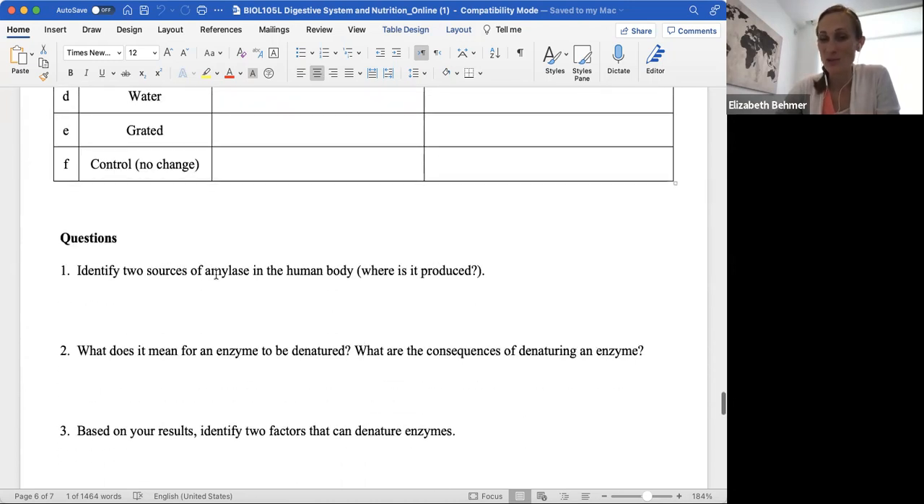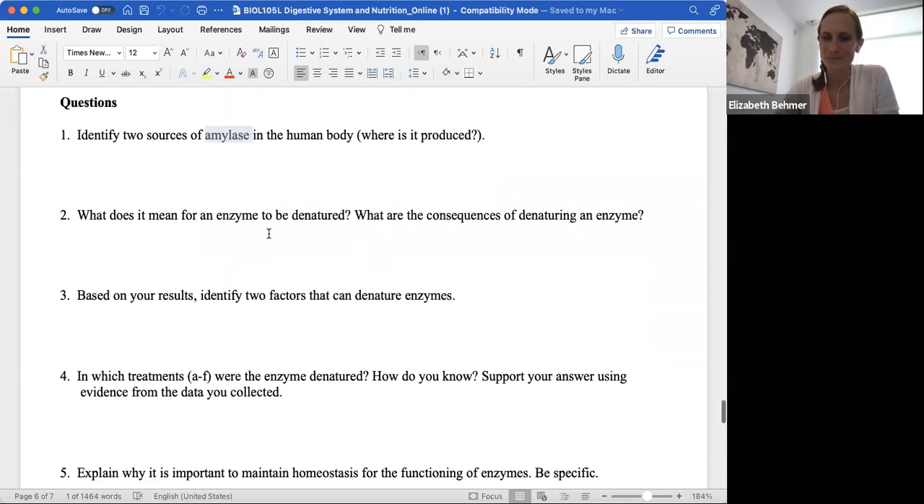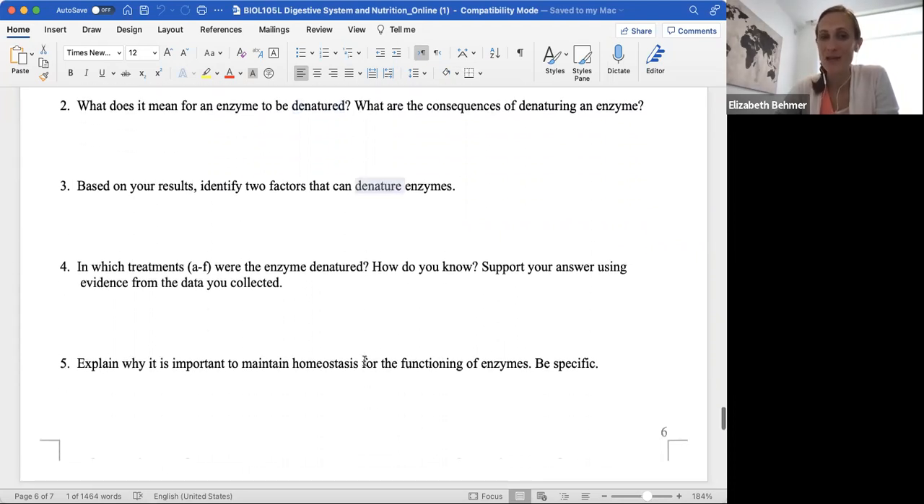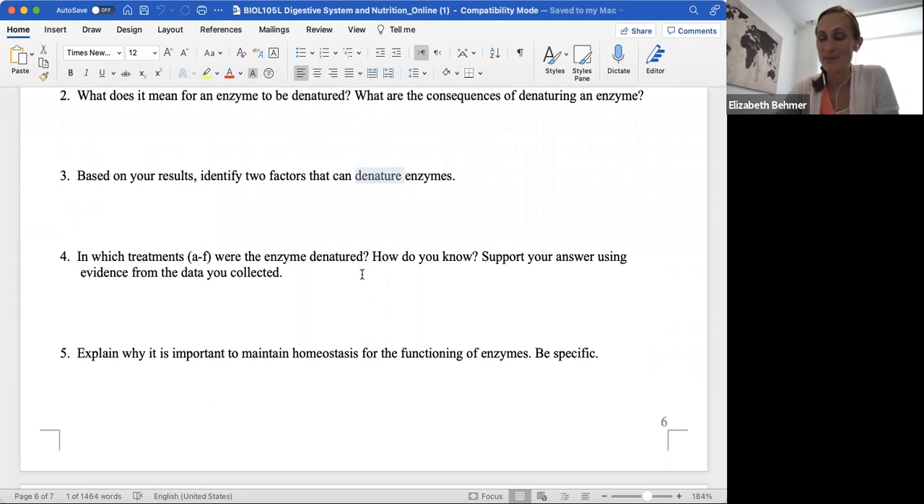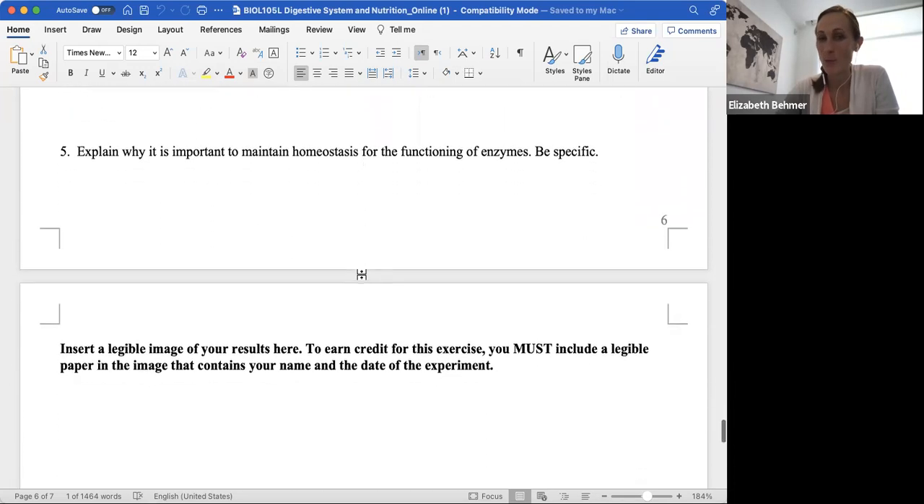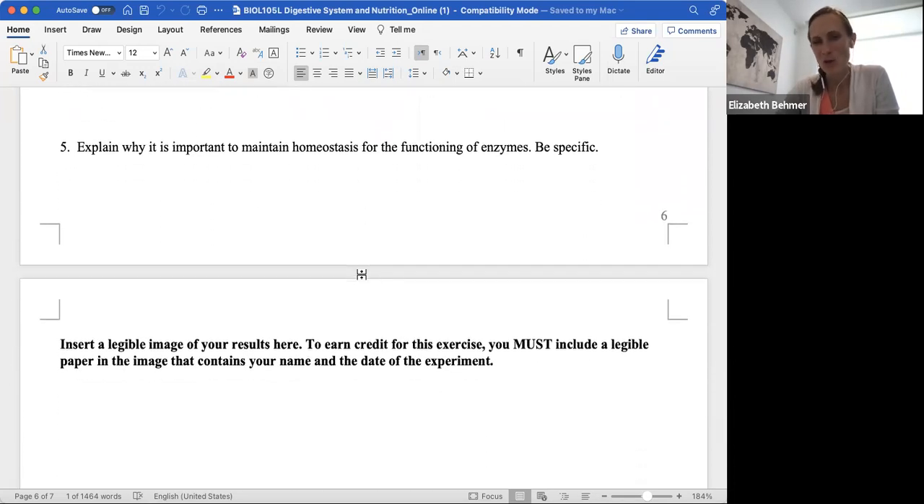You'll identify 2 sources of amylase in the body. So you might have to do a little research there. What does it mean when an enzyme is denatured, and why is that bad? What can denature enzymes? And in which treatments was the enzyme denatured, and how do you know? And explain why it's important to maintain homeostasis for the function of enzymes.